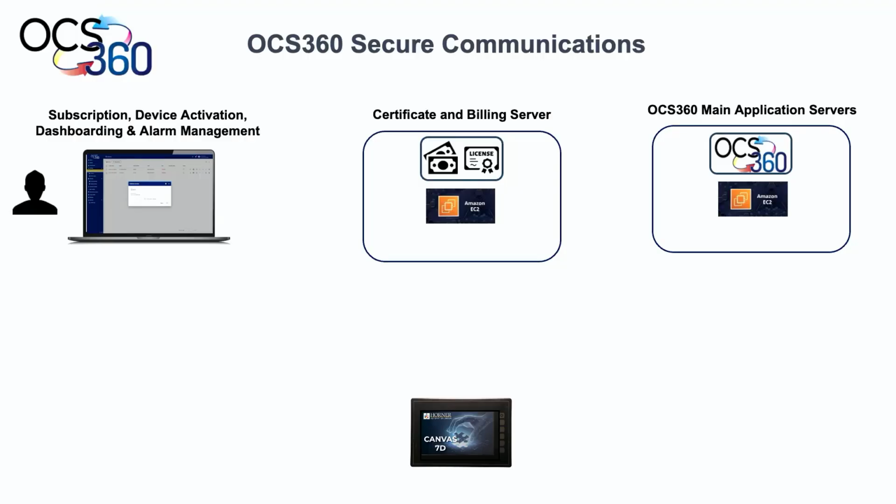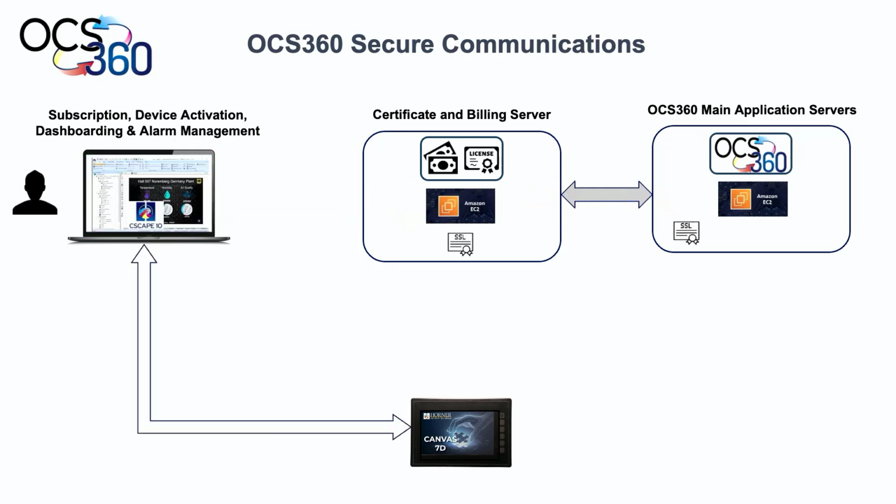Now let's take a look at all the ways we have made OCS360 communication secure. You start out in your web application by adding OCS and activating it. The certificate server automatically generates two SSL certificates, one which is sent to the application server and the other which is retrieved by the OCS after its application has been downloaded.